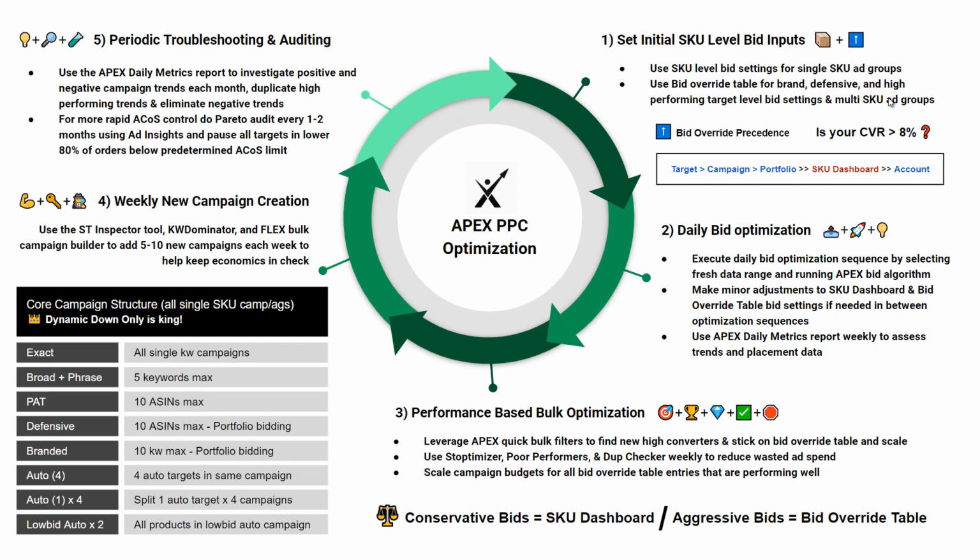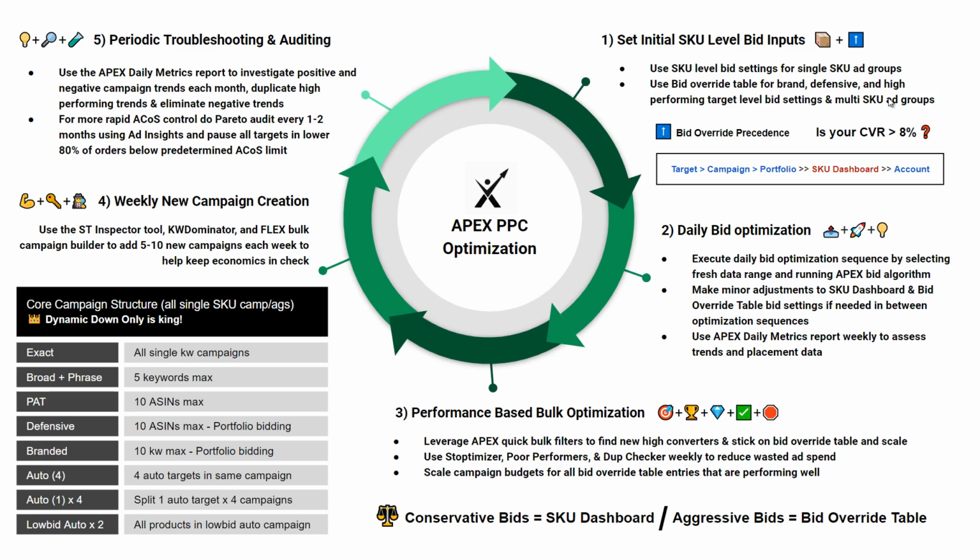And the nice thing about those, and branded as well, is they're usually going to do well. So you can reduce the amount of data you're assessing by grouping things. That's another thing the bid override table is nice for. Stoptimizer, poor performers, dupe checker. There are various tools focused on reducing wasted ad spend, and those can make a significant impact throughout the week, and you'll notice significant improvements month to month as you start to utilize those tools.